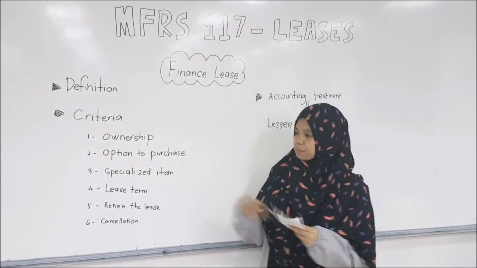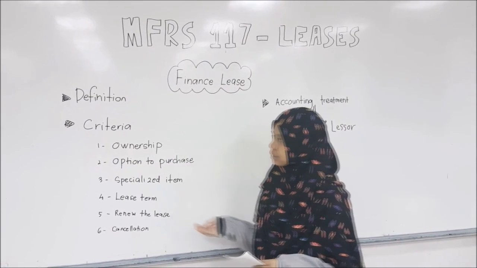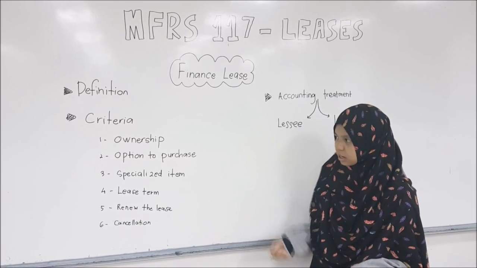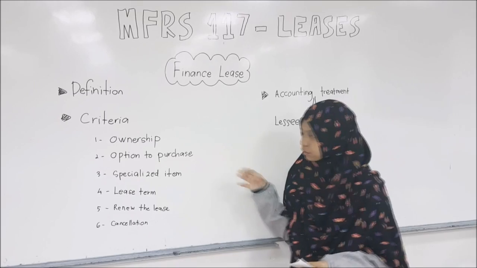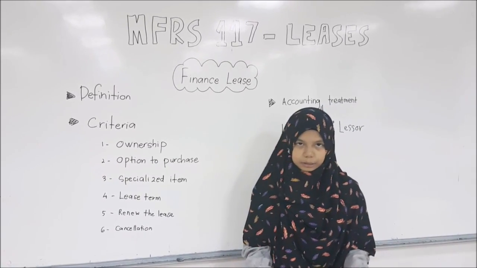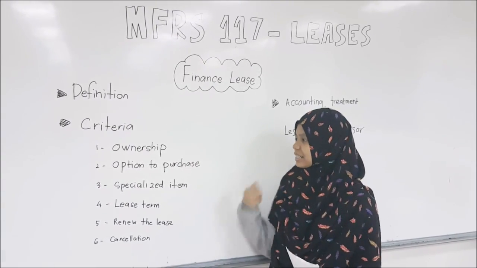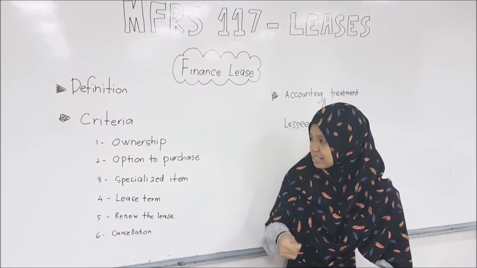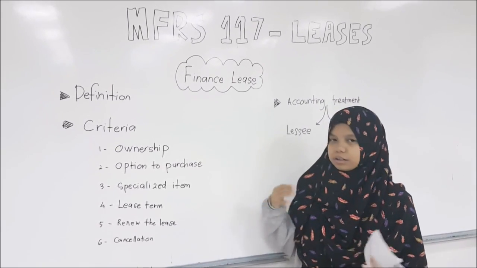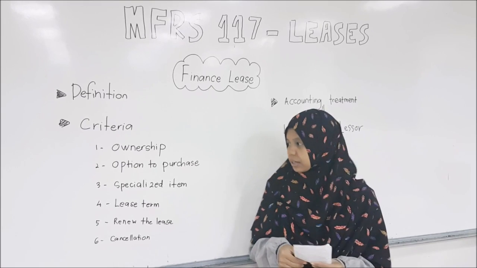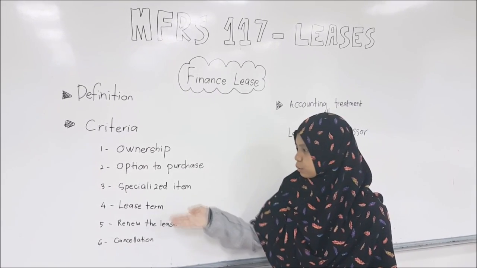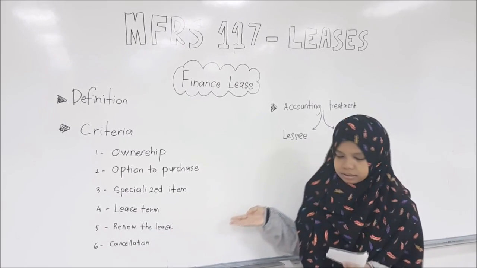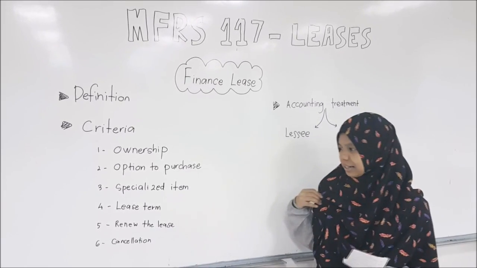Next, there are some criteria that will make the lease classified as a finance lease. Firstly, ownership. Ownership of the asset is transferred to the lessee by the end of the lease term. The next criterion is that the lessee has the option to purchase or not at the end of the lease term. Next, the item is a specialized item that is custom-made as requested by the lessee.